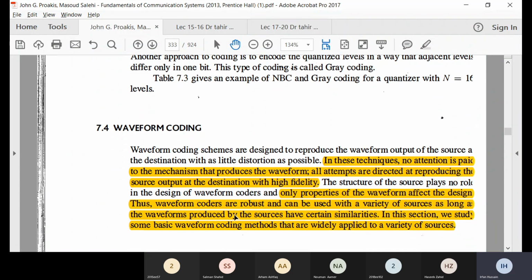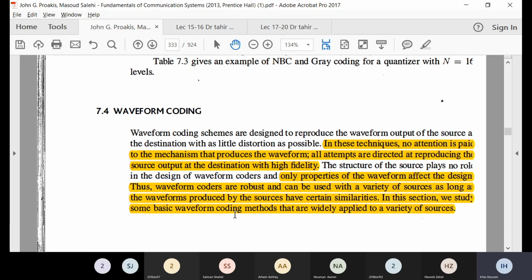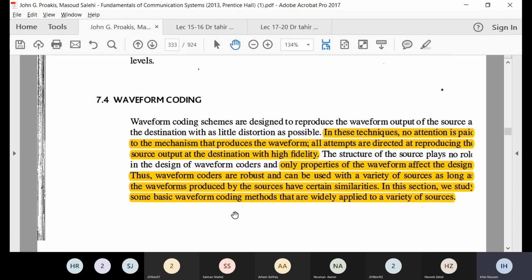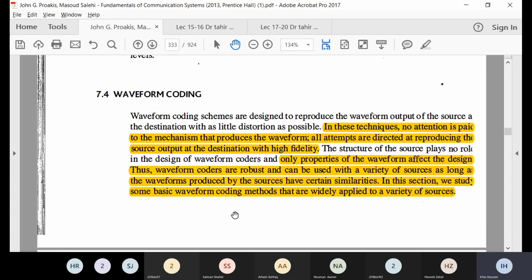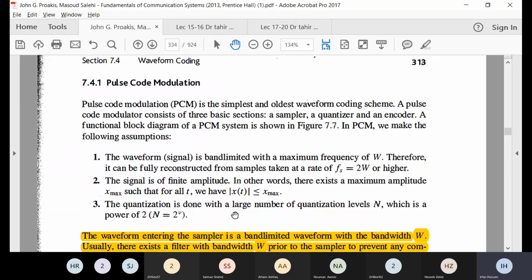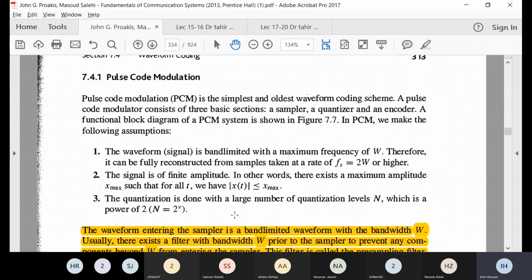Here we saw that the main emphasis should be on such coding schemes so that you can reproduce the original signal with high fidelity, with as little distortion as possible. These waveform coders are robust enough, and they can be designed for a variety of sources. We will be studying some of the basic coding methods. First we studied PCM, a very famous coding technique called pulse code modulation.